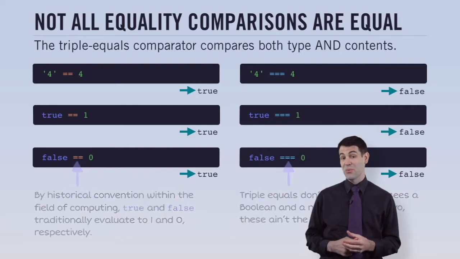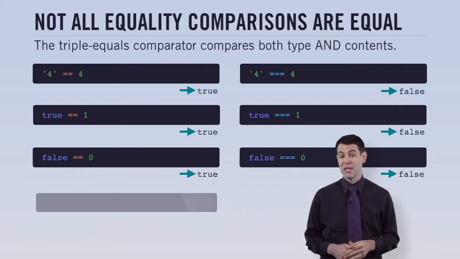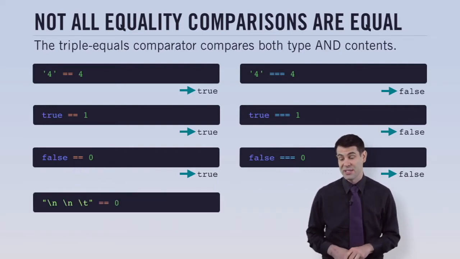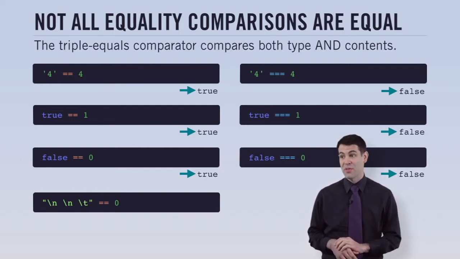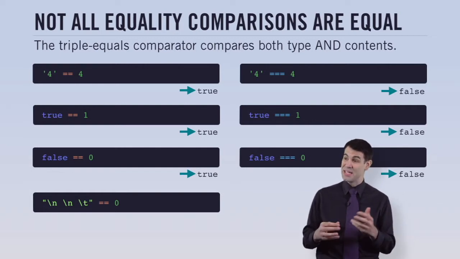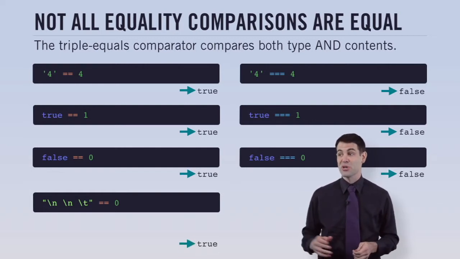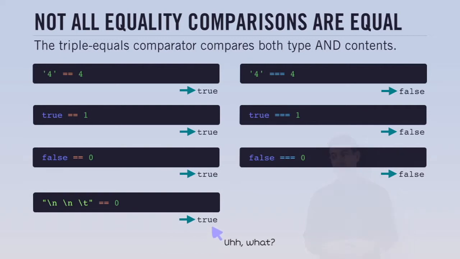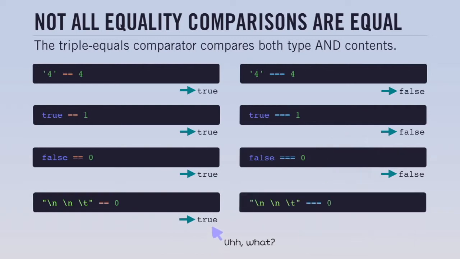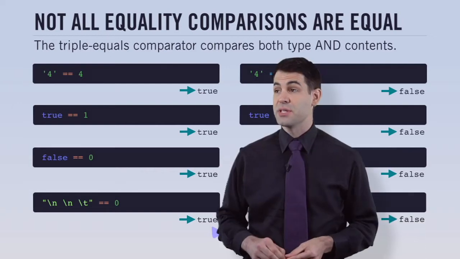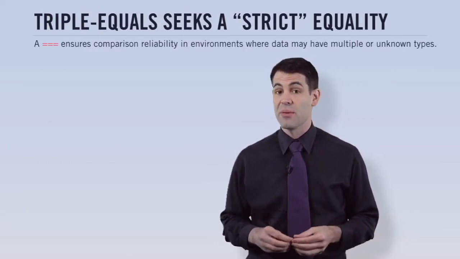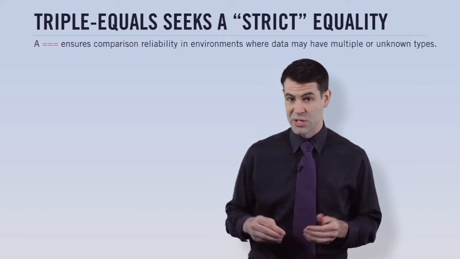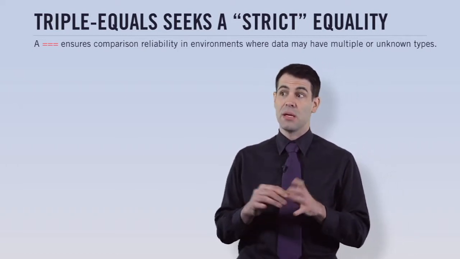You want to see something really weird about type coercion? Check out this string that only has escaped characters in it. Well, the JavaScript interpreter thinks that you want to know whether that string that has really no contents in it is equal to 0, and so that's going to return a true, which is slightly weird. So the triple equals in that case would help us out and return that those two things are not at all the same. The important thing here is that triple equals seeks a very strict equality. It ensures comparison reliability in all of these environments where the data types that you get back or receive from places may be unknown, right?